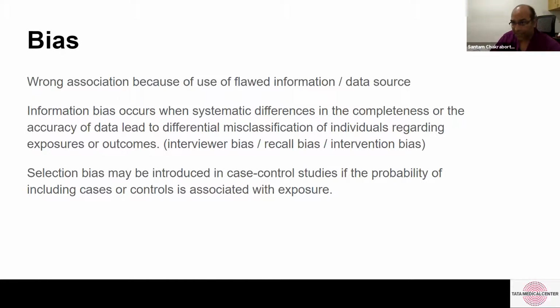There are various methods by which information bias can creep into the study. This can be in the form of interviewer bias also. The person who is actually going to take an interview is an important source of bias because it's a human. There can be recall bias, and finally there can be intervention bias. Means what is the type of intervention you have done.